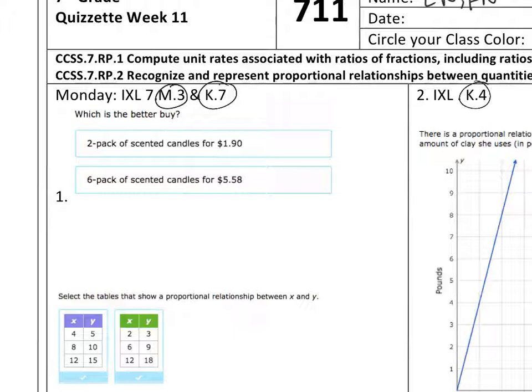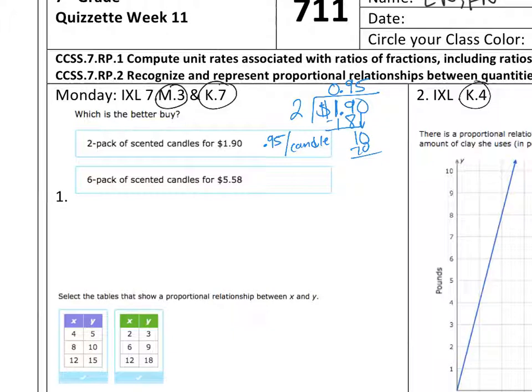You just have to compare the price of the item and see which one is cheaper or see which one is the better buy. So for number 1, we have a 2-pack of scented candles for $1.90. So you would get $1.90 and you would divide it by 2. And you would see that 2 doesn't go into 1 evenly. So you start the decimal. Let me see. 2 goes into 19 I believe 9 times, which is 18. You have 1 left over, and you bring the 0 down. 2 goes into 10 5 times, and you're done. So this is 95 cents per candle.